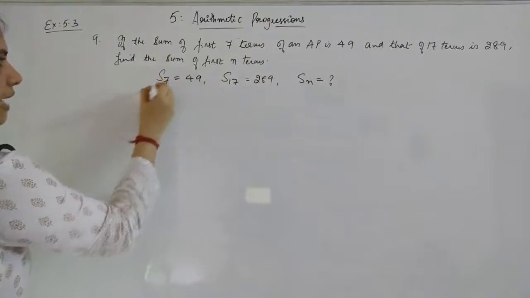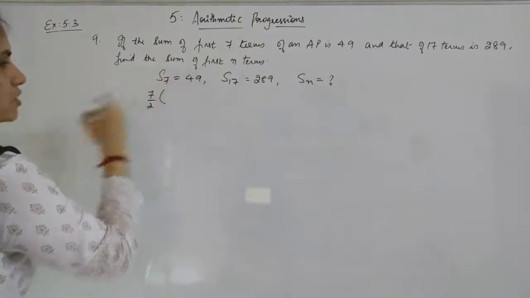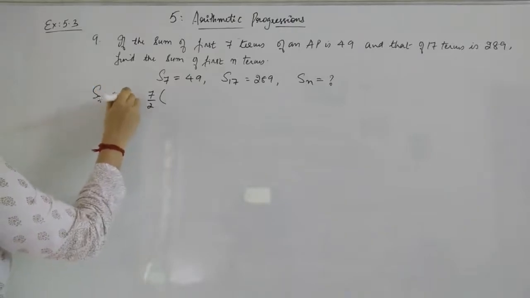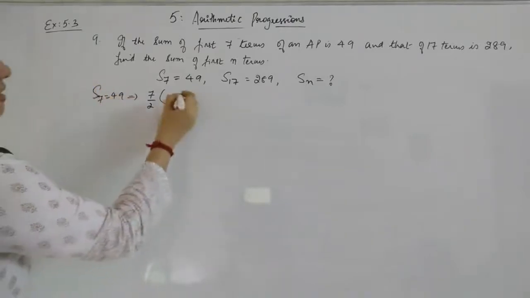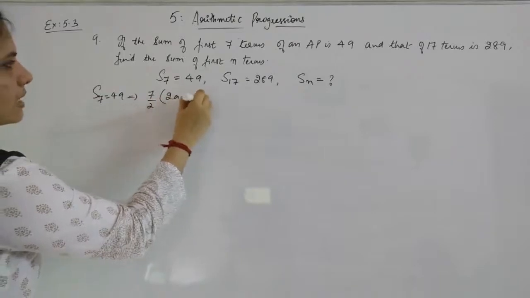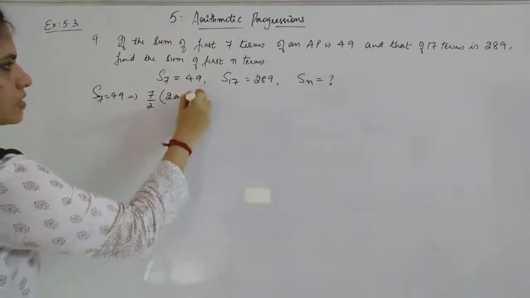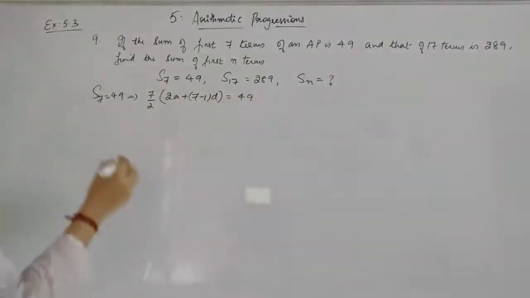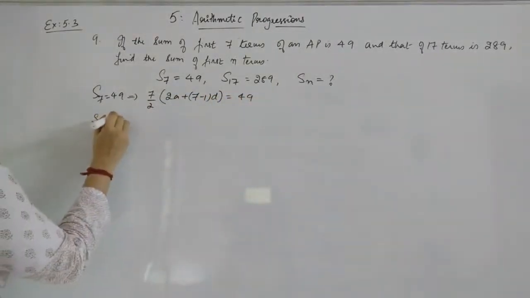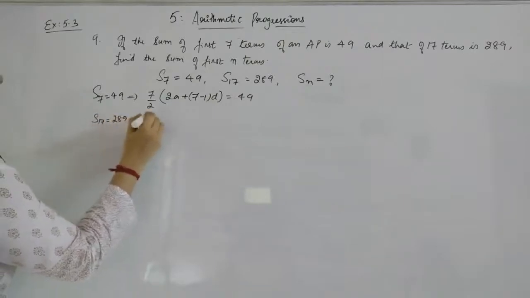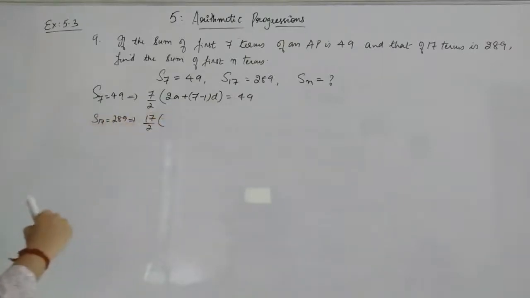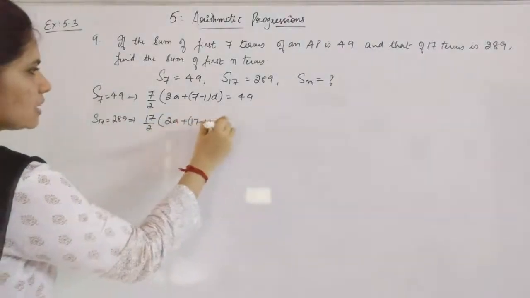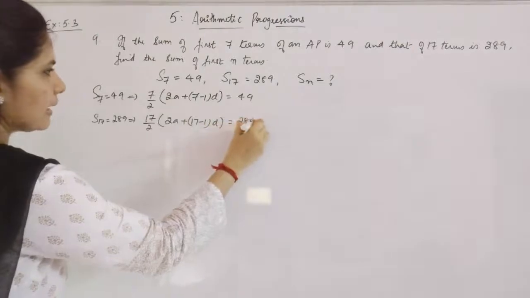According to the formula, S7 is equal to 49 will give you 7 by 2 into 2a plus n minus 1, n is again 7, so it is 7 minus 1 into d, is equal to 49. That is your one equation. Then S17 is equal to 289 will give you 17 by 2 into 2a plus 17 minus 1 into d is equal to 289.